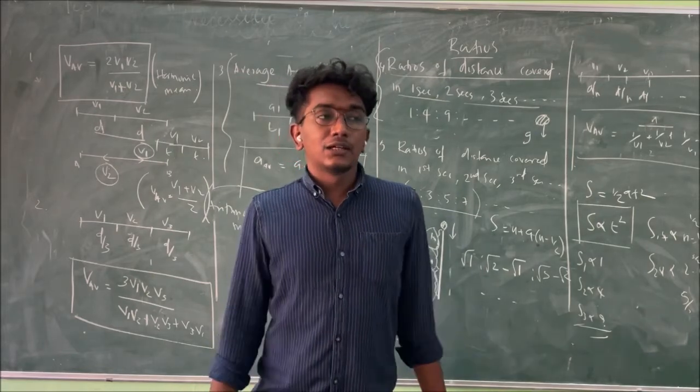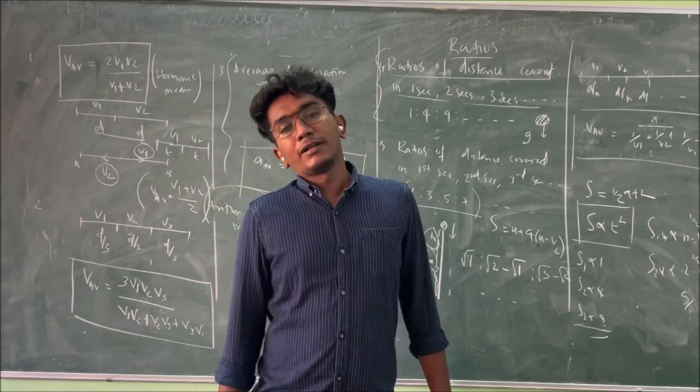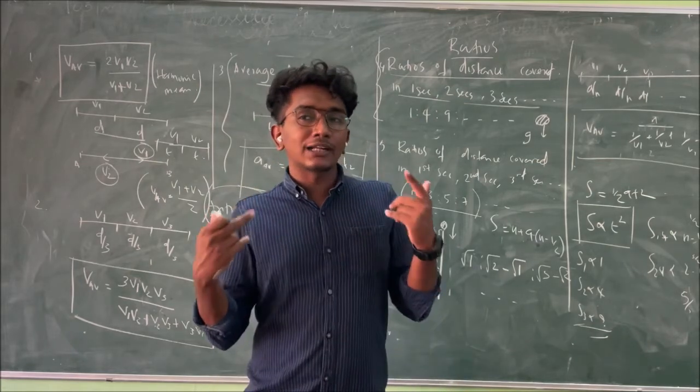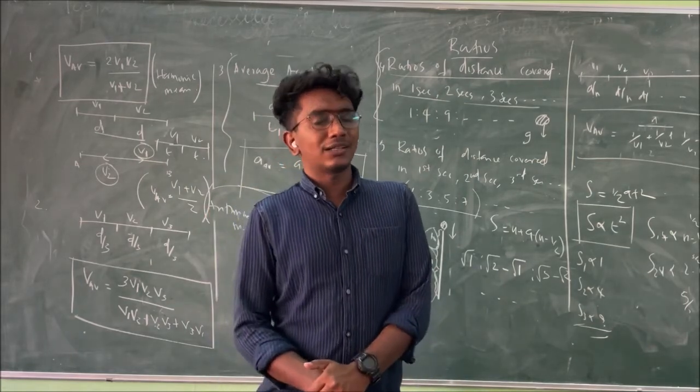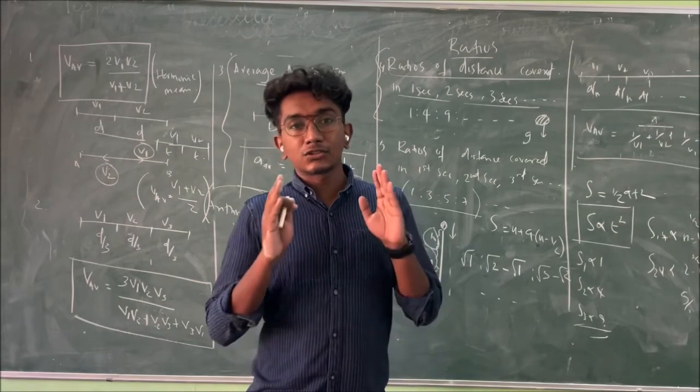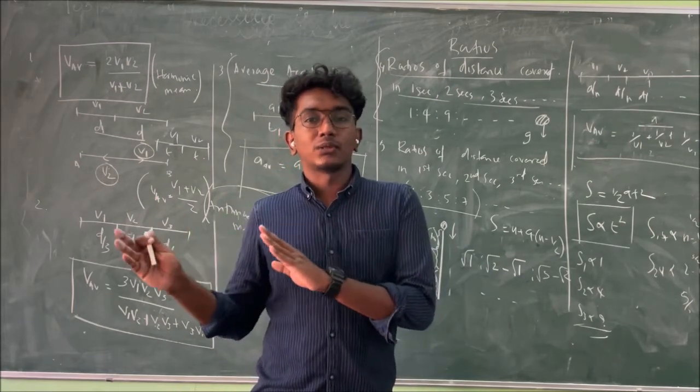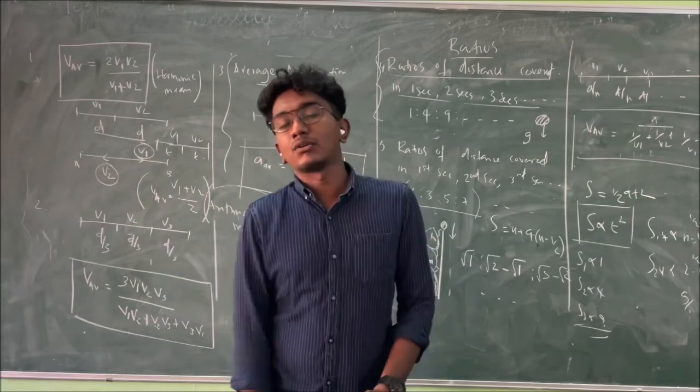Okay, we know that root 1 is 1, root 4 is 2. But if you apply those values, sometimes you get confused. Okay, 1 is to root 2 minus 1. What does that mean? So don't think of it that way. It is root 1 is to root 2 minus root 1. Then you will get that particular idea.